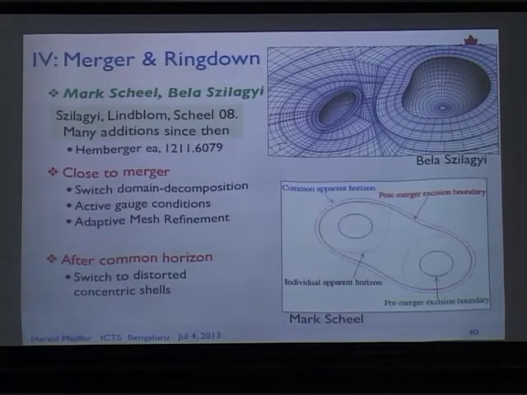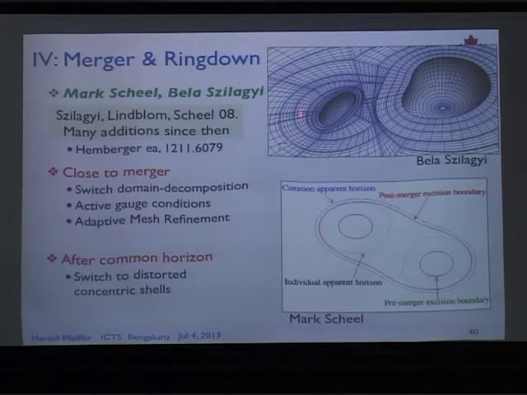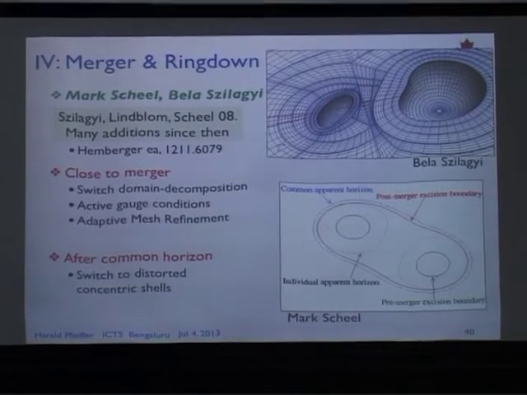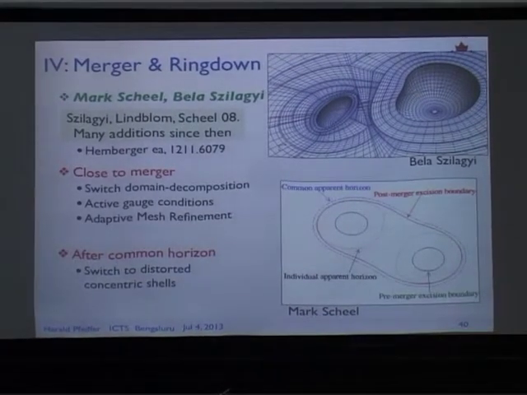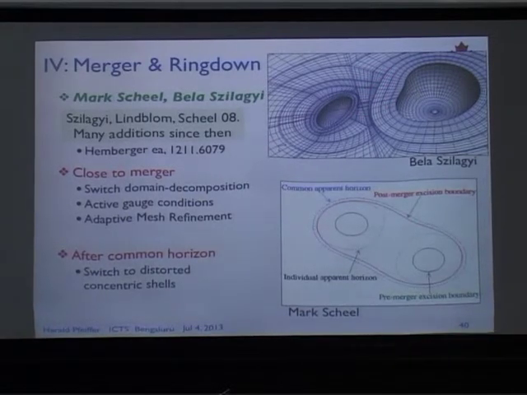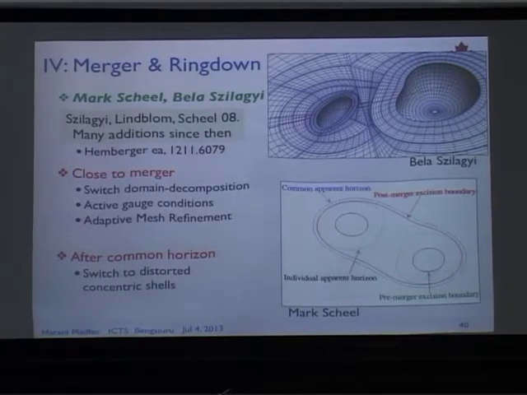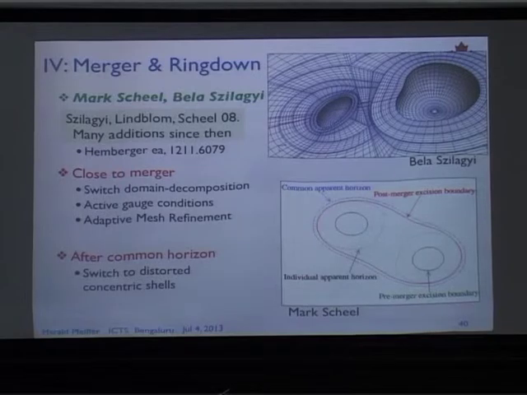Close to merger, the domain decomposition looks even more bizarre because the black holes deform under their mutual gravity and spin interactions. And so the grid might look something like this, where Mark Scheel and Béla Szilágyi at Caltech have put in tremendous work over the years to figure out how to do black hole mergers with spectral methods.